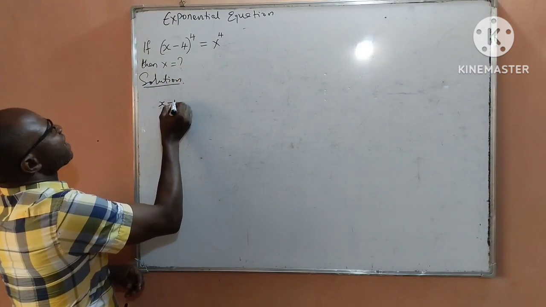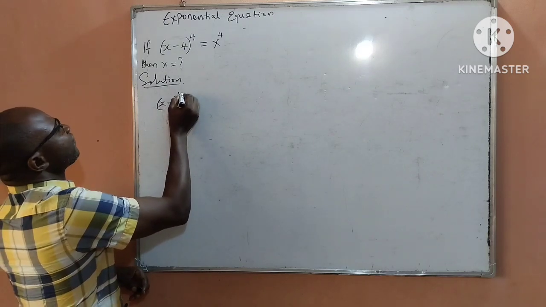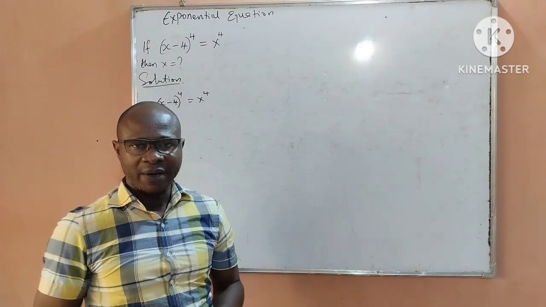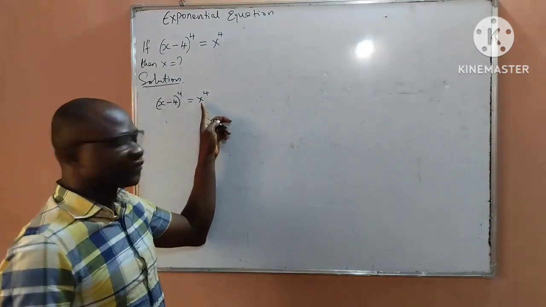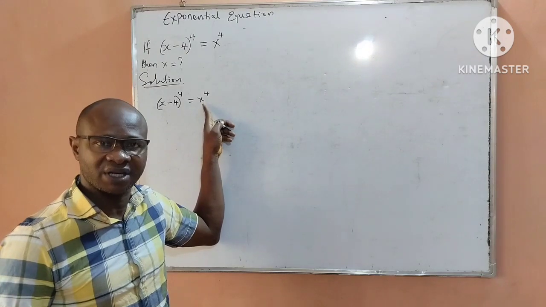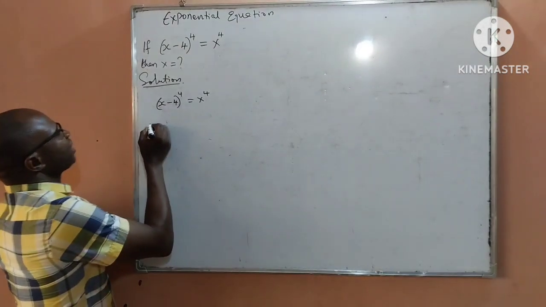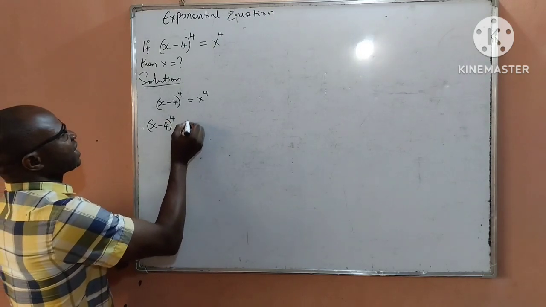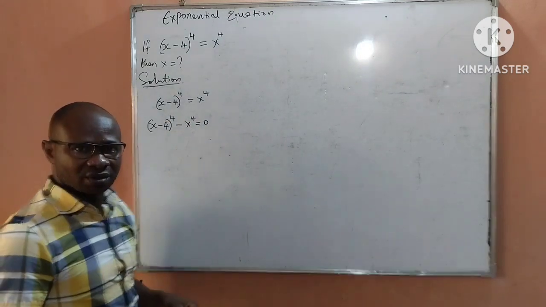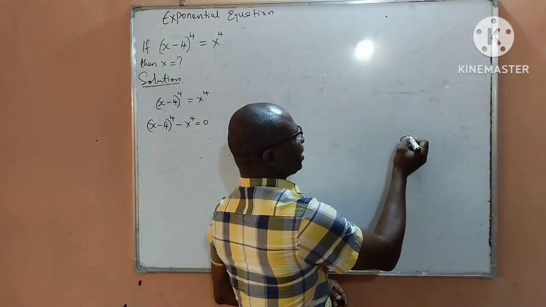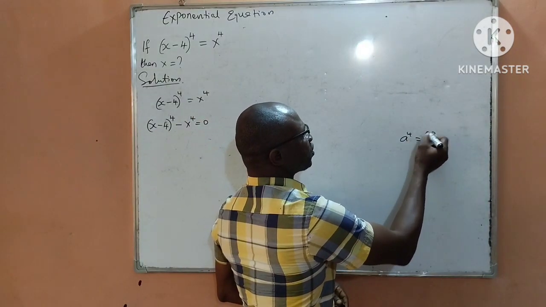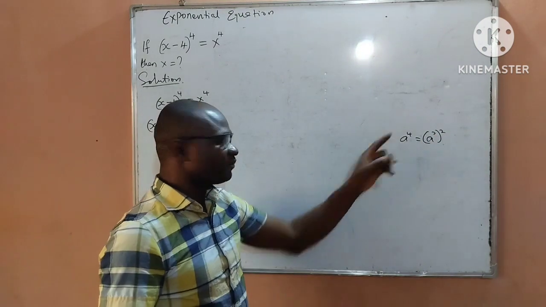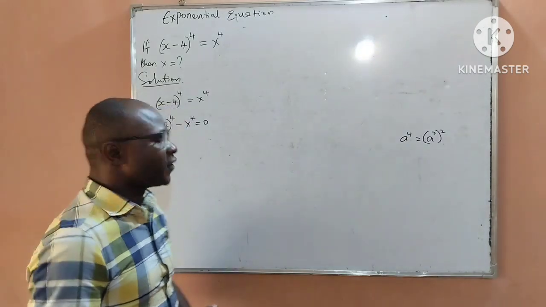I am given (x minus 4) raised to the power 4 equal to x raised to the power 4. What I will do first, I will move this x raised to the power 4 from the right hand side to the left hand side. And that is going to be (x minus 4) raised to the power 4 minus x raised to the power 4 equal to 0. By law of indices, a raised to the power 4 is the same thing as a raised to the power 2, all raised to the power 2, because the exponents will multiply to still give me back exponent 4.